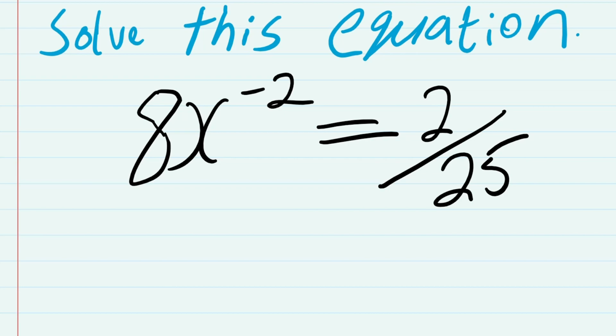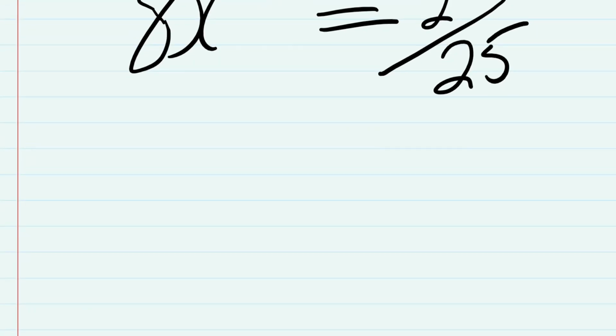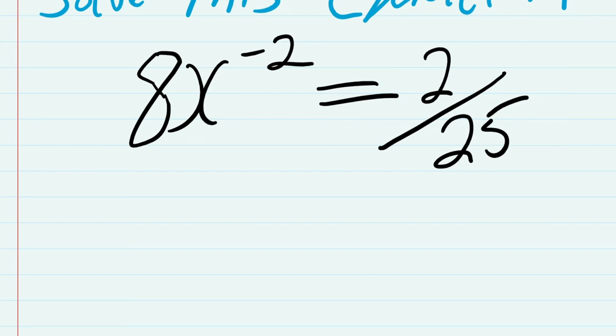So I have 8x to the power of -2 equals 2 over 25. What binds these two together, 8 and x, is a multiplication sign. So the only thing that can separate them is a division sign. But we are not using division here. We are not separating them in either way. So what we're going to do is space them by using the same multiplication sign. So let's go.